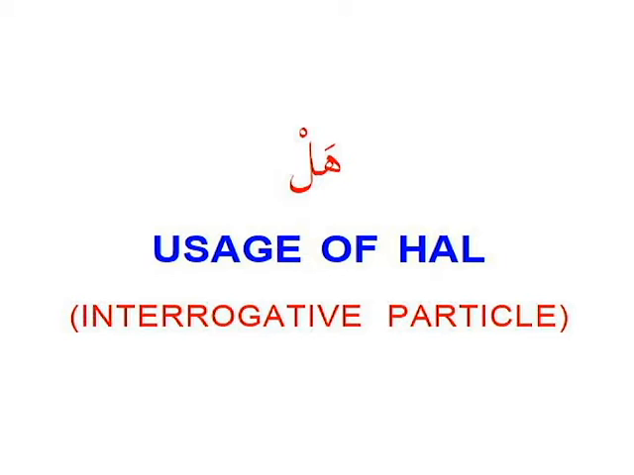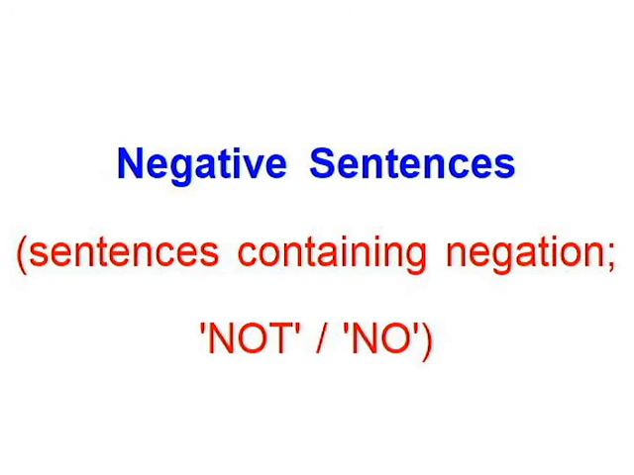So now we move on and go to the main part of today's lesson. There are four situations, or to be more precise, four types of sentences where hal is not used. First of all, hal is not used in negative sentences. You will not see hal in negative sentences, I mean in negation. For negative sentences, hamza is used.